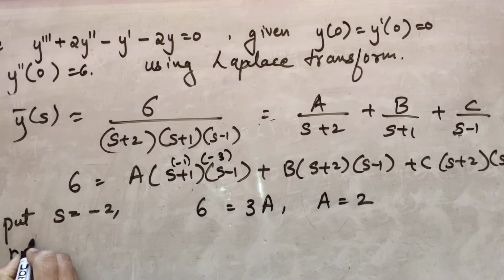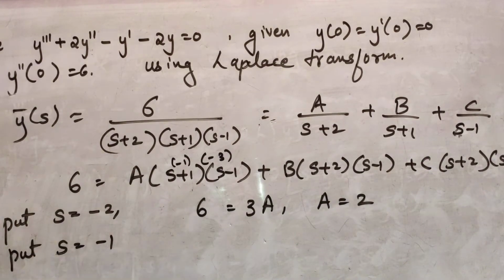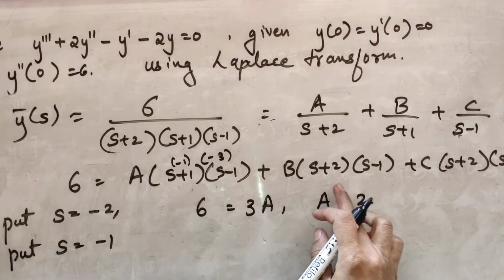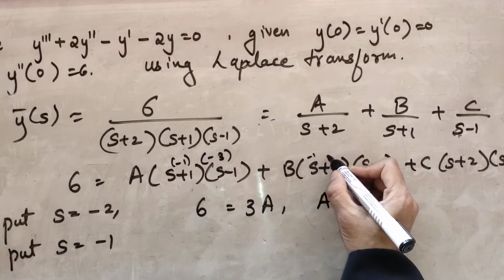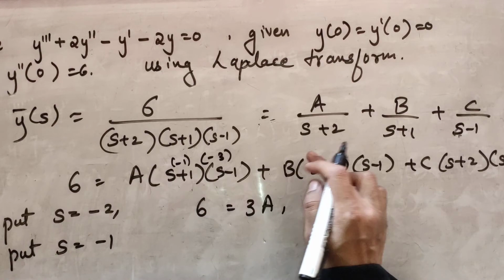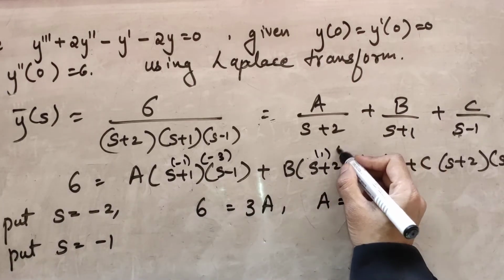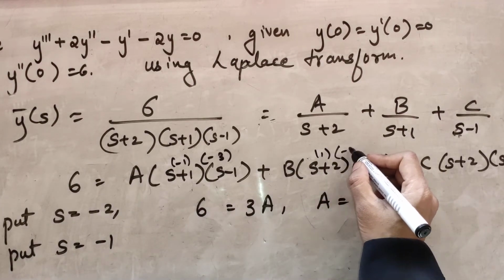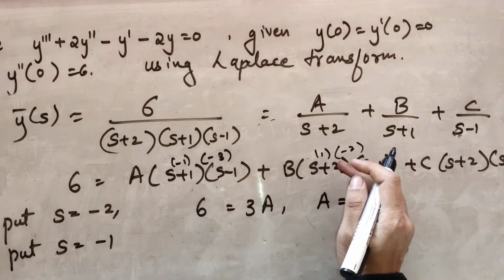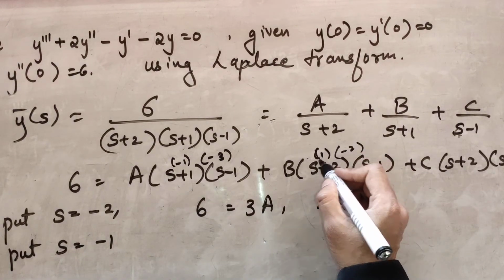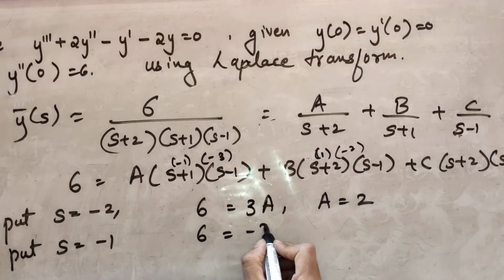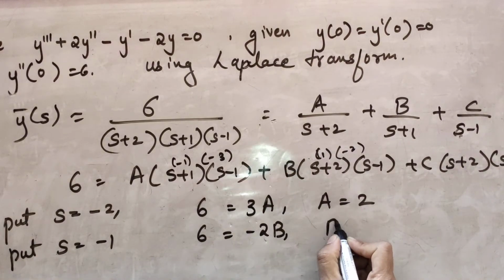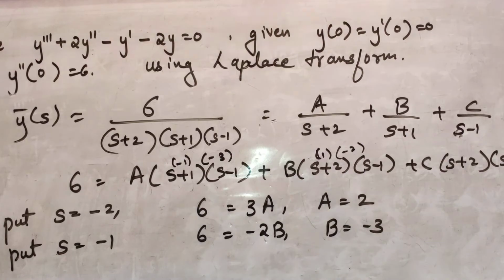Similarly, now let us put s is equal to minus 1. This is 0, this is 0, this is minus 1, plus 2 it will be plus 1, minus 2 it will be minus 1, minus 2. So you will have minus 2b on the right hand side. Left hand side is 6 only. So b is minus 3.